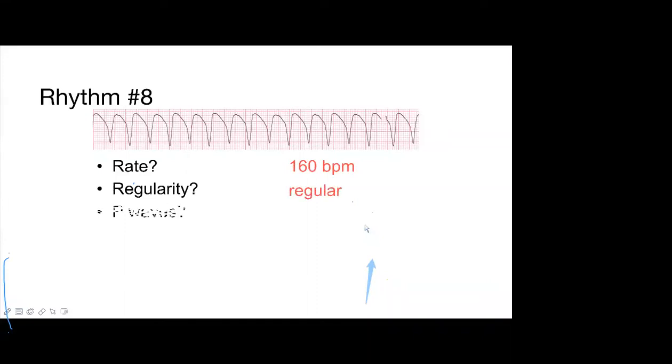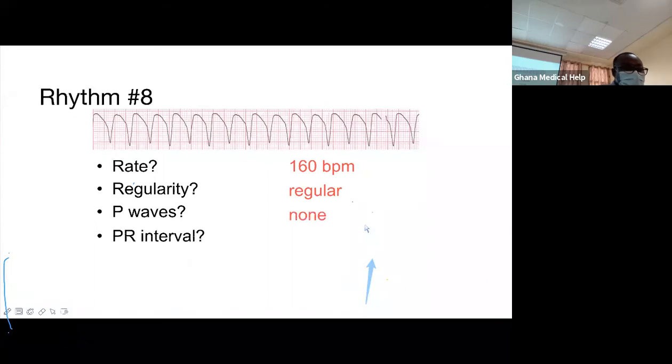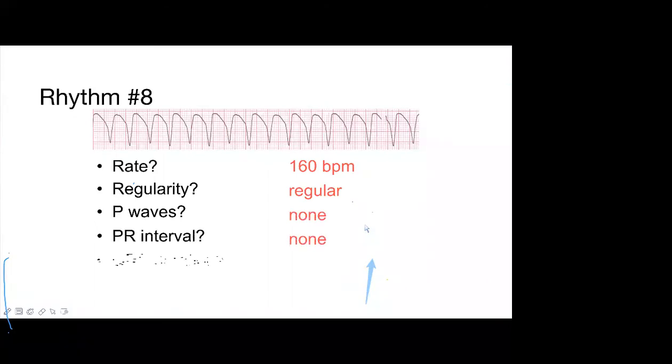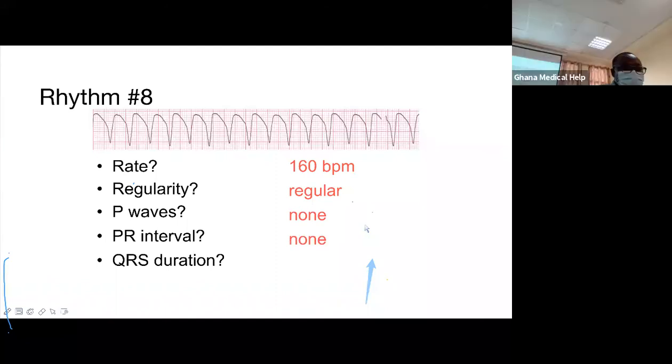It's regular. Are there P waves? There are no P waves. Is there a PR interval? No, there's none. What's the QRS duration? Normal or abnormal? Abnormal.